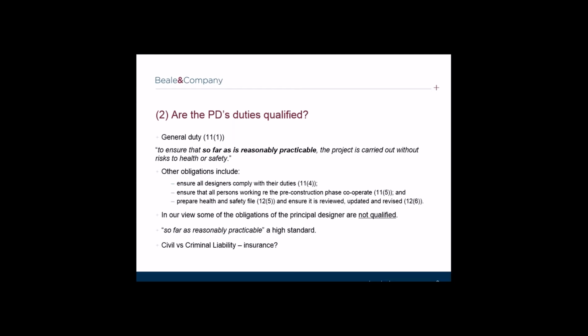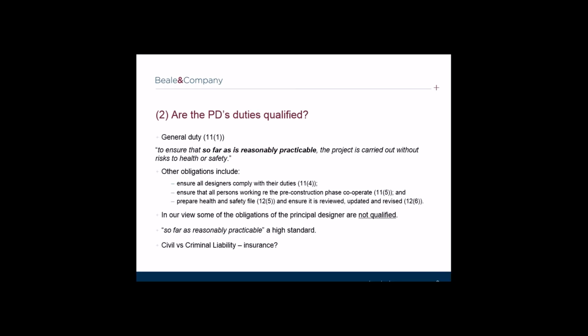As shown in the slide, the PD's general duty in Regulation 11.1 to plan, manage and monitor the pre-construction phase to ensure the project is carried out without risks to health and safety is qualified by the words "so far as reasonably practicable." However, a number of the PD's obligations are not expressly qualified. This includes ensuring that all designers comply with their duties under CDM 2015, ensuring cooperation, and the obligations in relation to the health and safety file.